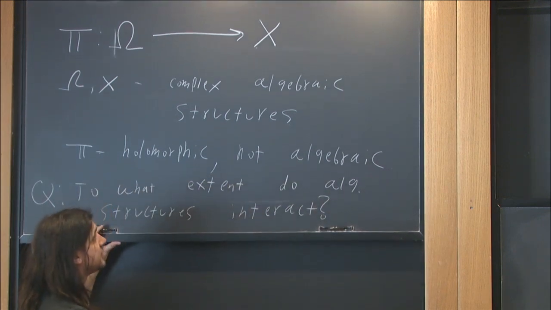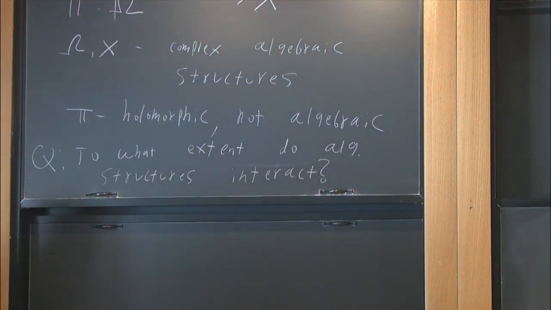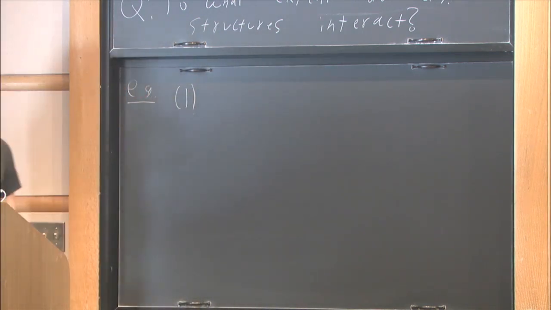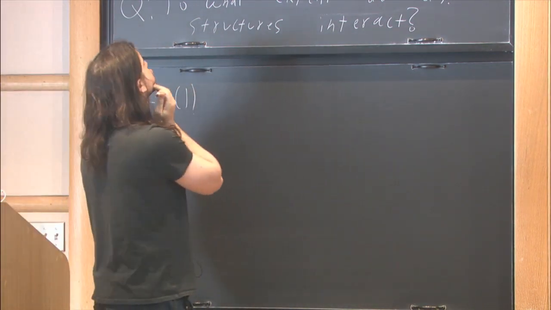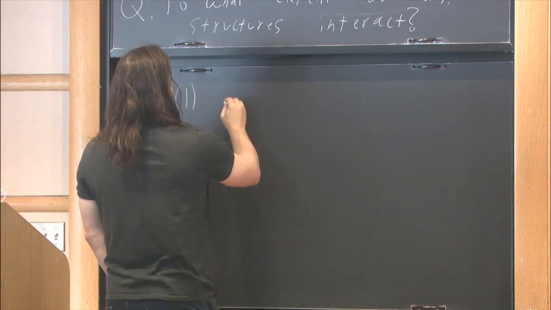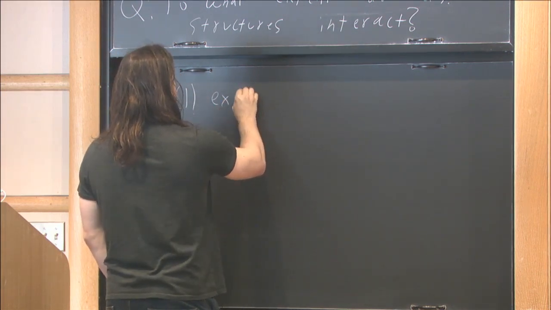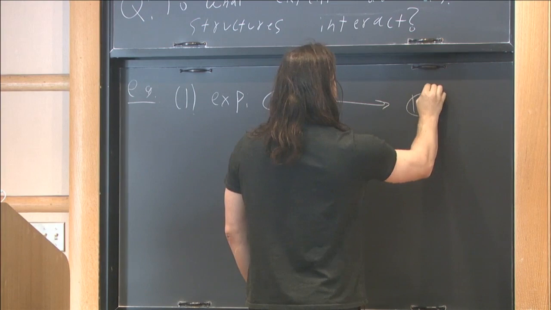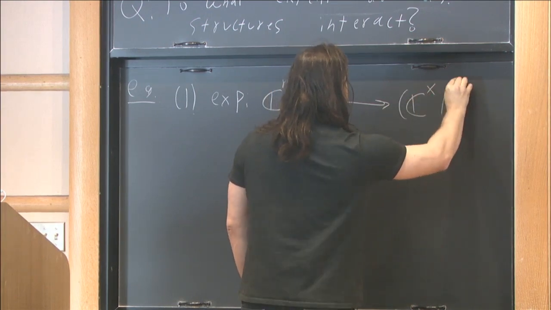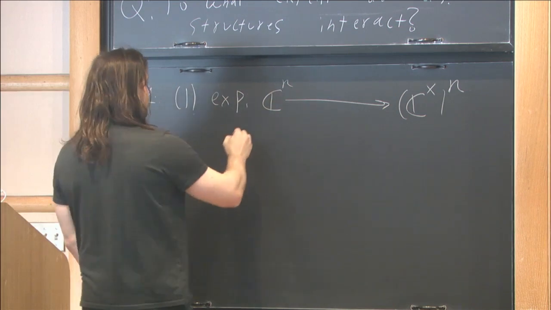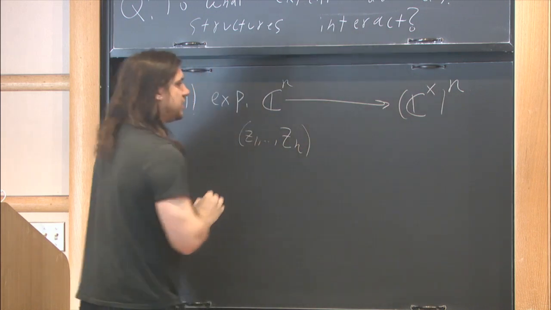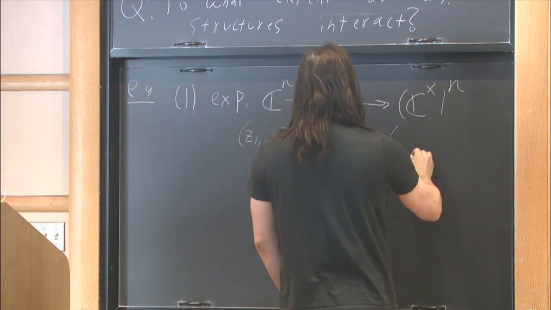So let me start by giving the examples I have in mind, and these are basically what I'm going to talk about. The first and classical case that was thought a lot about in the 70s is the case of exponentiation. So we can look at the exponential map, which I'll call exp, from C^n to (C star)^n. And all we're going to do is send an n-tuple of complex numbers to their exponentials.